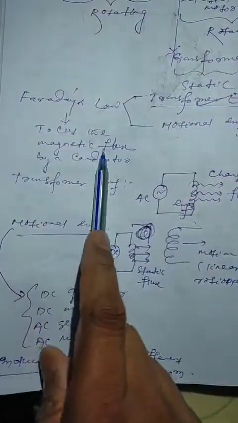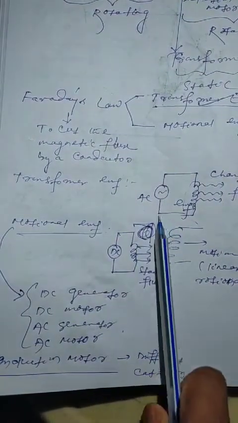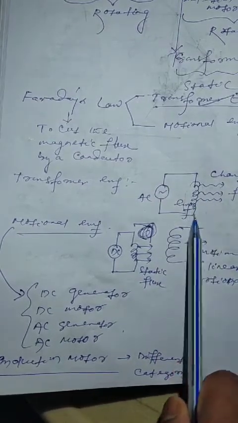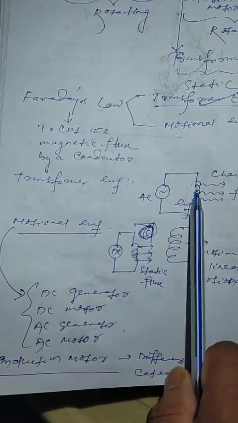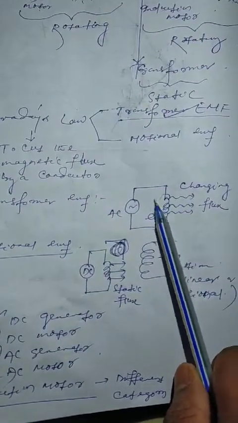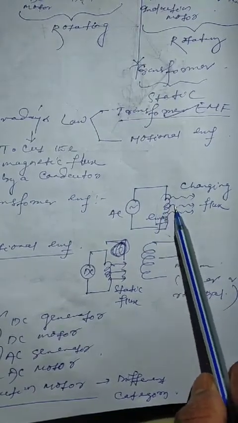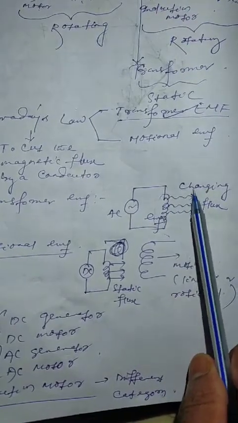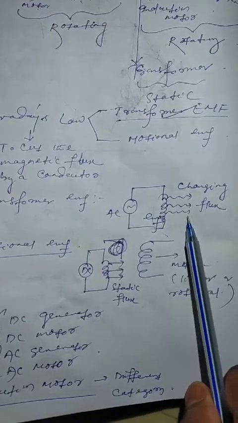Here, through the diagram, I have made you understand the transformer EMF. In transformer EMF, you have to give an AC supply. This AC supply is given to a conductor or coil. Whenever we give an AC supply to a coil, a flux is created, and this flux is a changing or alternating flux. Once this changing flux links to the conductor, there will be an induced EMF. And once this flux links to another coil also, another EMF will be induced. That is the secondary induced EMF in a transformer.